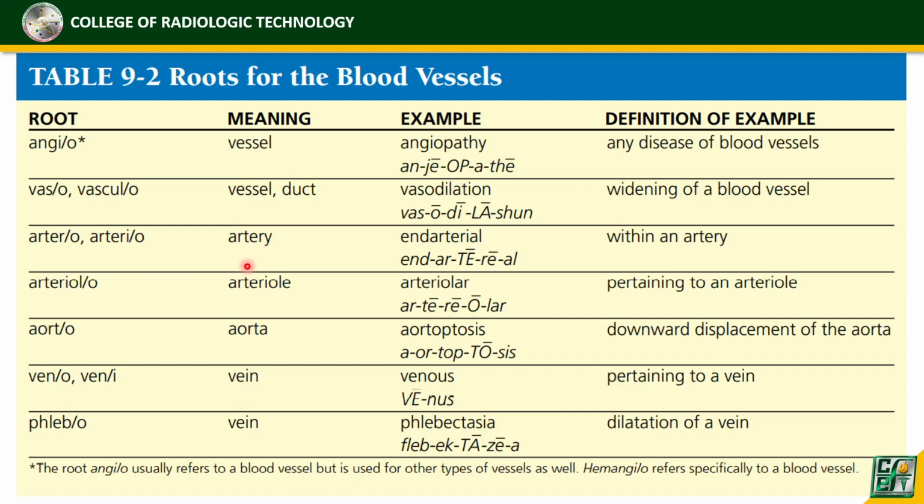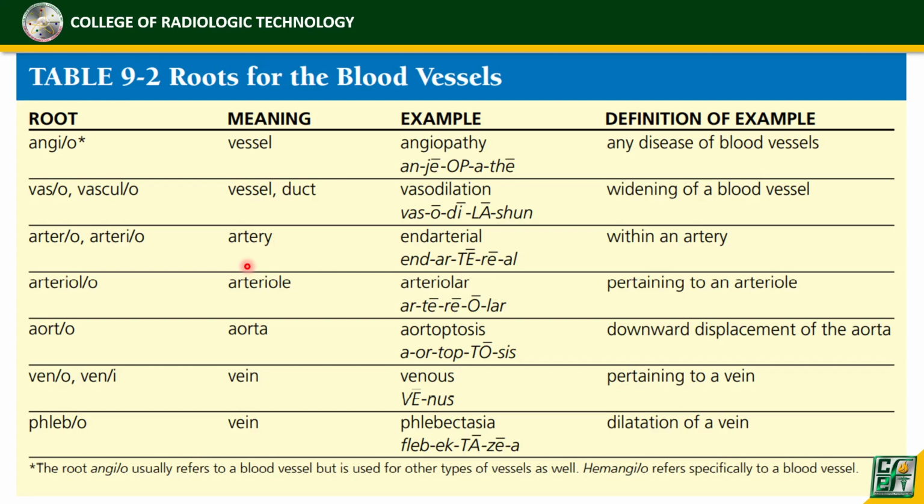So we have the example, endarterial, or within an artery. Then we have arteriol. So arteriol, and the example is arteriolar, pertaining to an arteriol. Then aort or aorto, which means aorta. Then we have the term aortoptosis. Okay, which means downward displacement of the aorta.